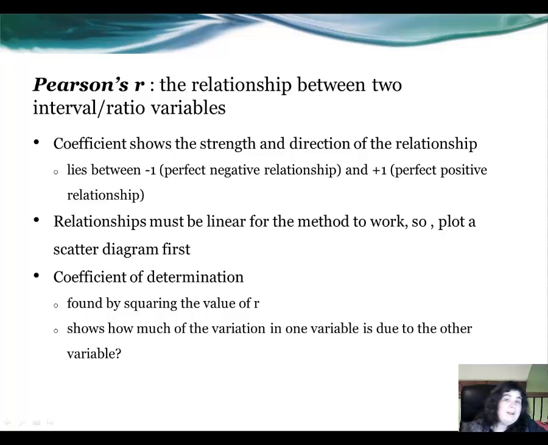The relationship must be linear for the method to work, so ensure that you do a scatter diagram first and check that there aren't any outliers. The coefficient of determination is found by squaring the value of r, and this shows how much of the variance in one variable is due to the other variable. In today's statistical packages, all of these would be done for you. You just choose which one to do. So you need to know that you are comparing two interval variables against each other.